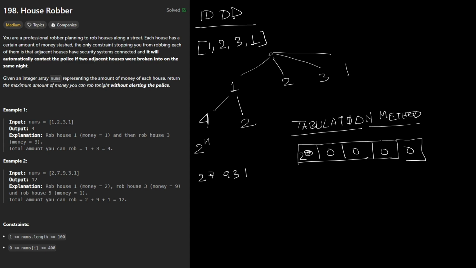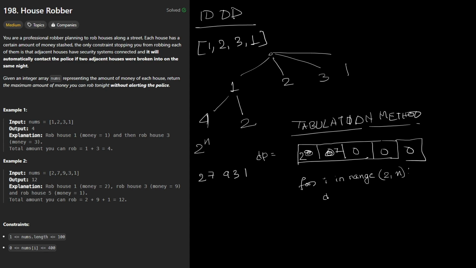For the second house, either the robber can rob the first house or rob the second house, whichever is maximum. So here the maximum value would be 7. Once we have initialized, we can write a for loop. So I can say for i in range, and since the first two are already filled up, 2 to n. And here let me initialize it with the variable dp.